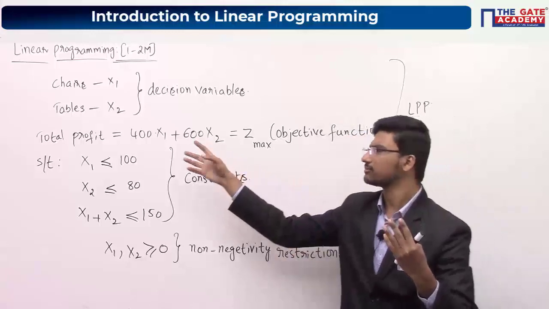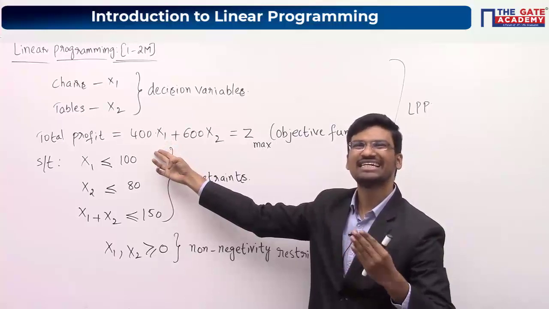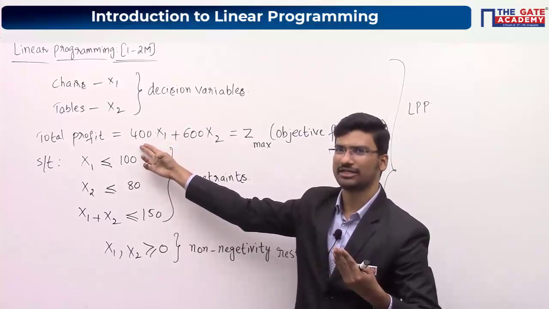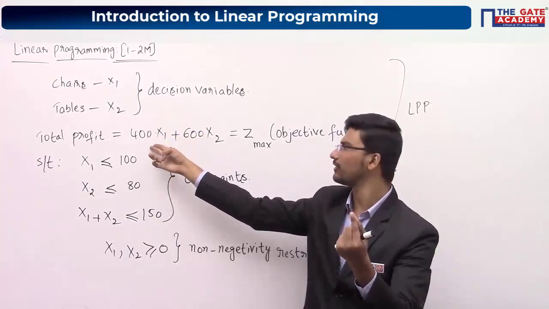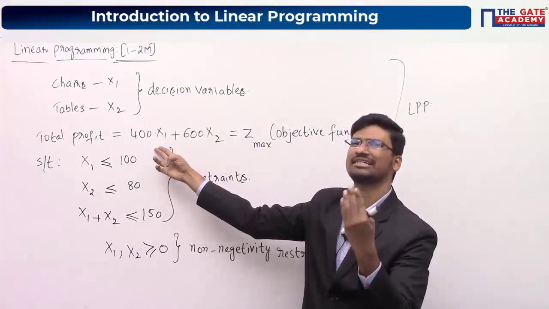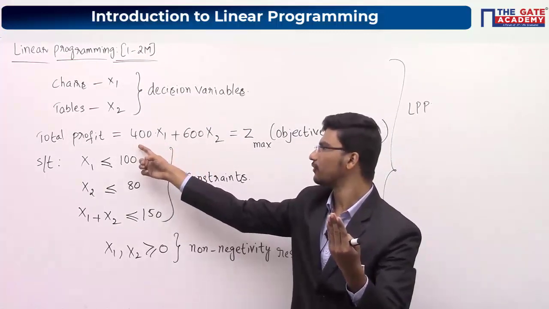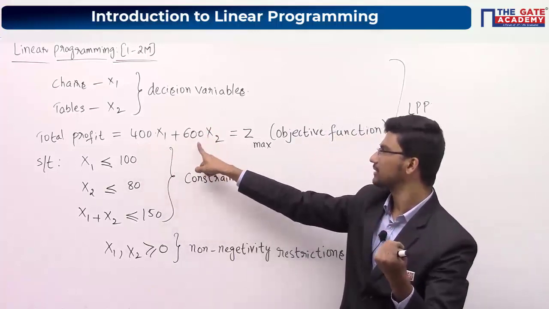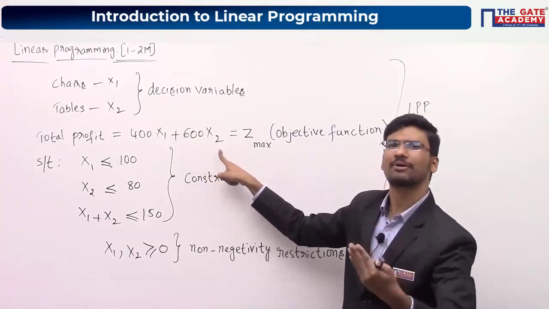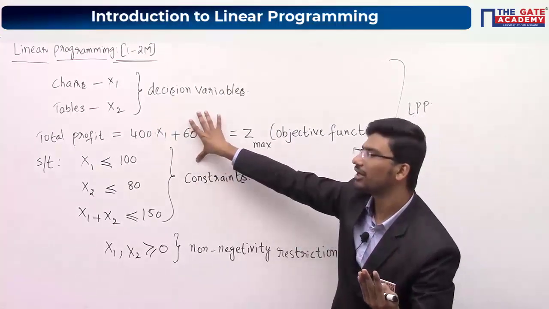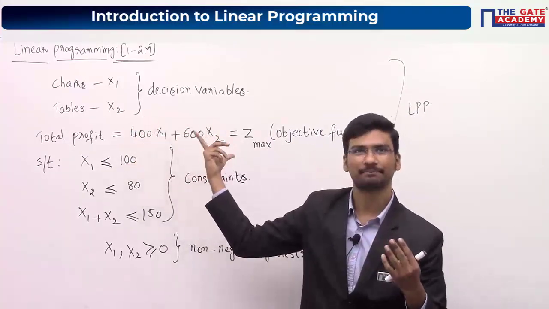See in the question, I'll repeat this maximization function. Profits are given on each chair and each table. The profit per chair is given as 400, multiplied by the number of chairs. On one chair you get 400 rupees profit, so on 10 or 15 chairs you have to multiply with the number of chairs. So this will be 400 into x1. And on one table you get a profit of 600 rupees, so you multiply it by the number of tables. This is the profit on tables and this is the profit on chairs. But we need the total profit, so add them. That's all.